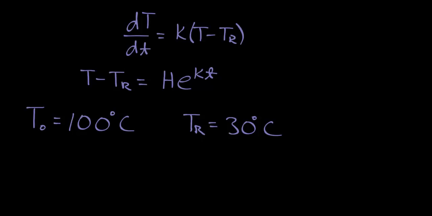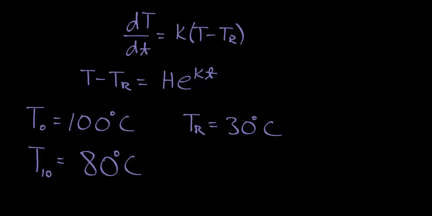Now, we have this object, it's 100 degrees Celsius. We immediately take it away from the heat source and put it in this environment that's kept at a constant 30 degrees Celsius. That's the room temperature. Now, we need one more bit of information. Let's suppose that after 10 minutes, the temperature is now 80 degrees Celsius. We need that because we have two constants, so I need two bits of information.